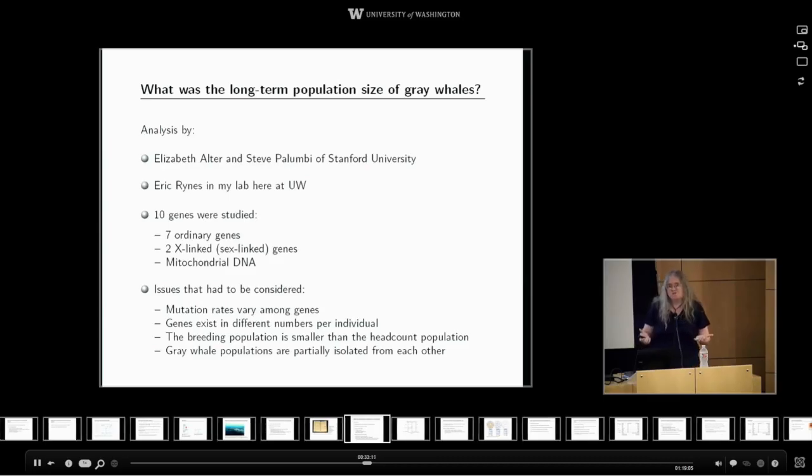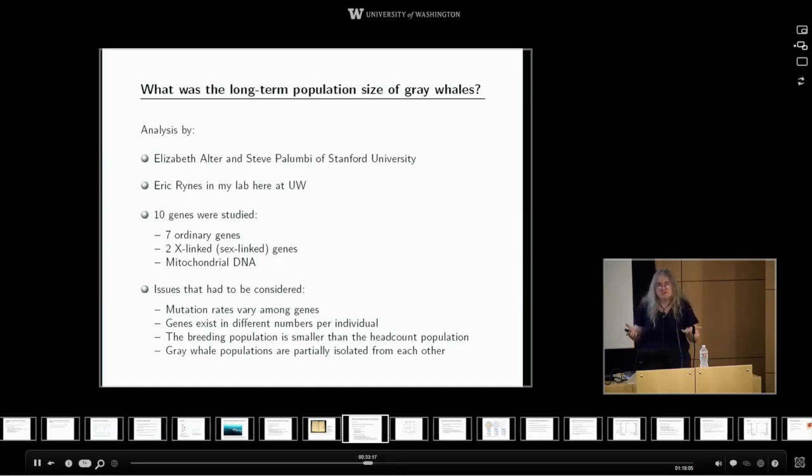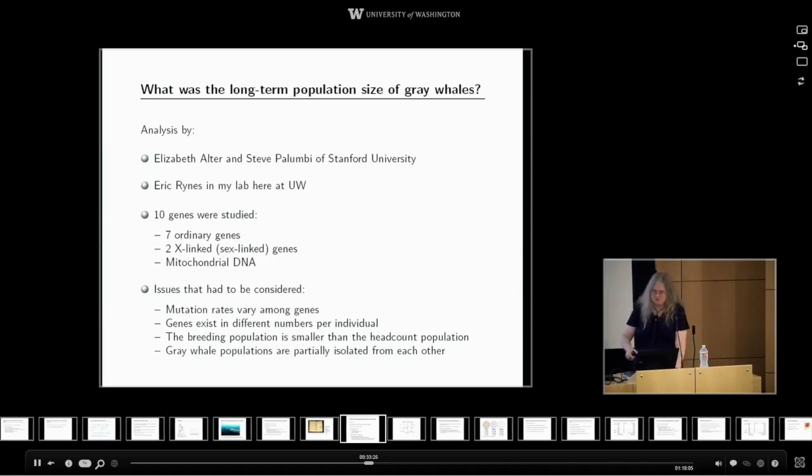Because about halfway through this project, we got a phone call from the California State Legislature saying, could you please testify on the endangered species status of gray whales? So this is not just an academic question. This was going to drive California's decision about how to manage their whale populations.